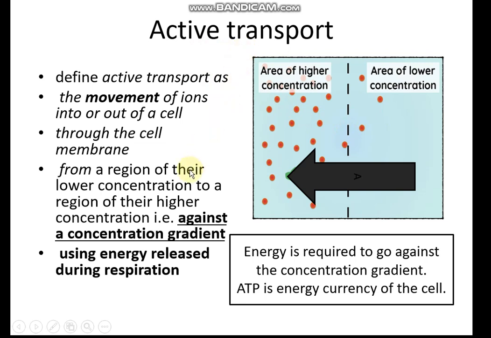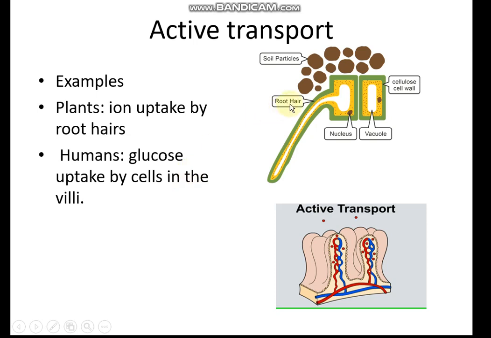And there are two examples of active transport. The first one: these are the cells that you learned about in your previous lecture, the root hair cells, and these are the soil particles. Water moves into the root hair cells by the process of osmosis, but the ions which are essential for the growth of the plants, like magnesium ions and nitrate ions, will move into the root hair cells by the process of active transport.